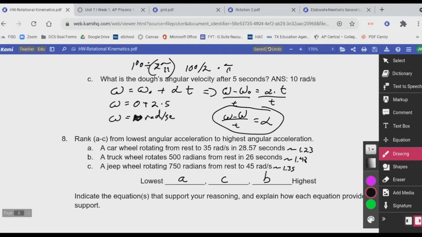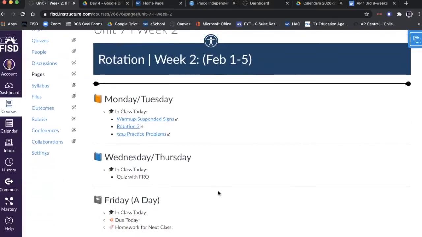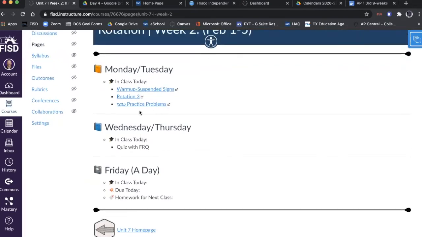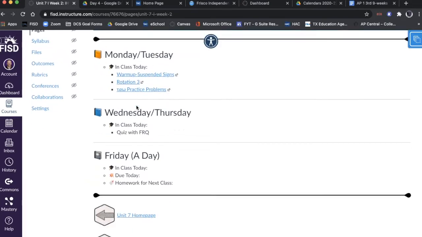All right, let's stop the share on the homework and take a look at what we're going to be doing. So if I share from this screen, it would help if I had something to share. There we go. Last class we did the, oh look at what we're doing next week. We've got a quiz on Wednesday with FRQ. We've got some warm-up stuff and some practice problems we're going to be doing on Monday.